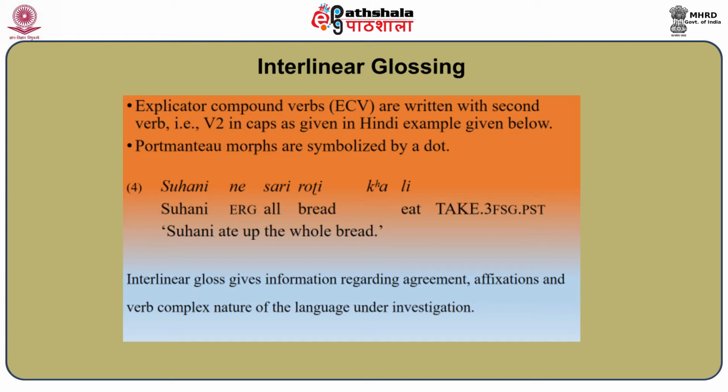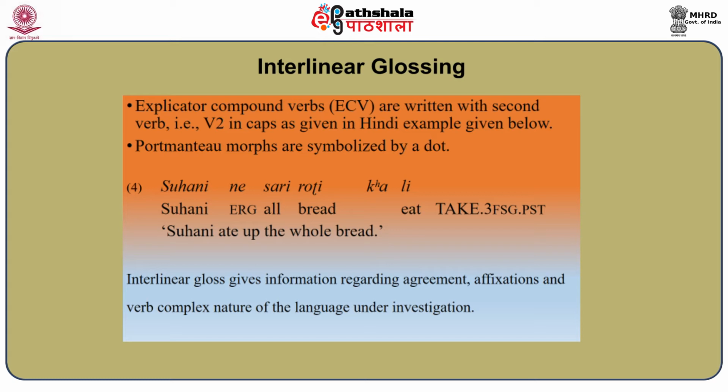If you come to explicator compound verbs, the Leipzig glossing rules do not list how to write ECV constructions, because most of the European languages don't have this. But this is the convention that is shown to you on the slide. So look at sentence number 4.